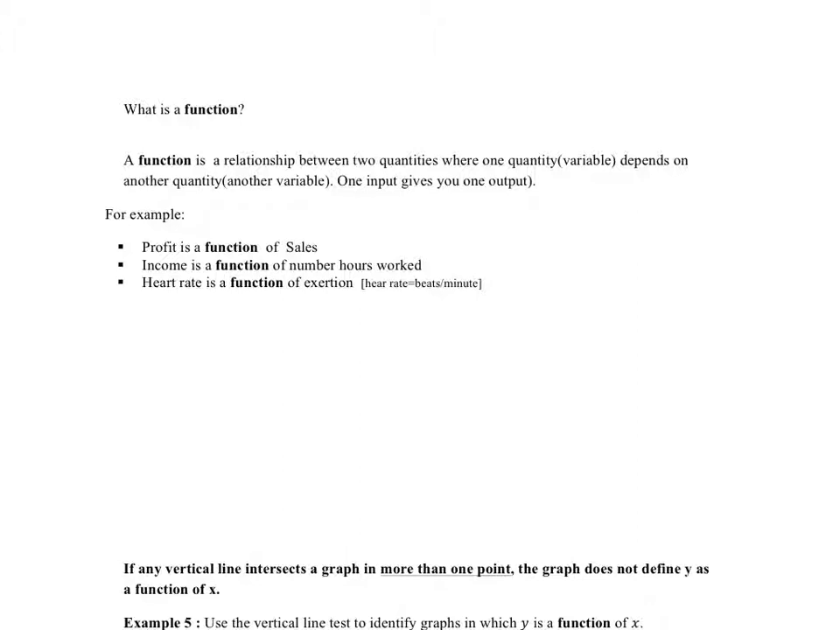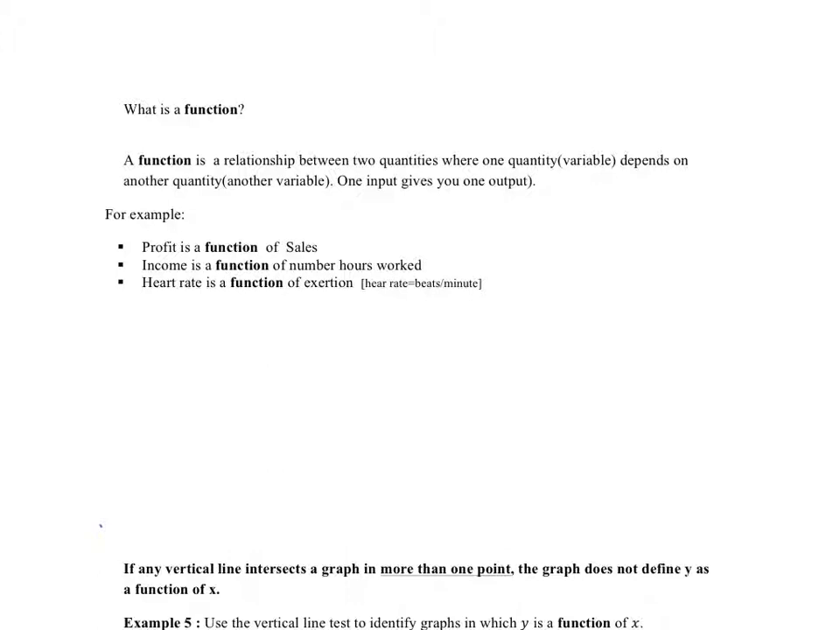So a function is a relationship between two quantities, right? Two quantities are your x and y, where one quantity, the variable, depends on another quantity or another variable. One way to think about it is one input gives you one output. So let's maybe underline a few things here.